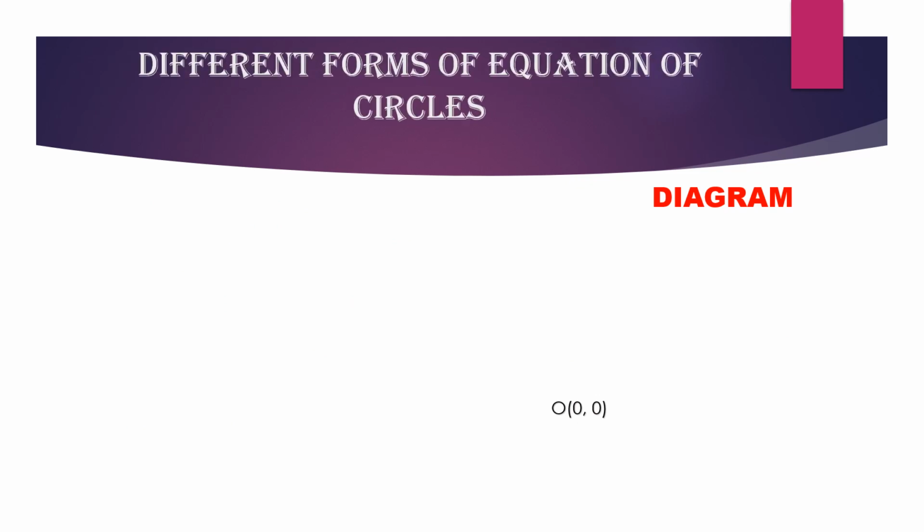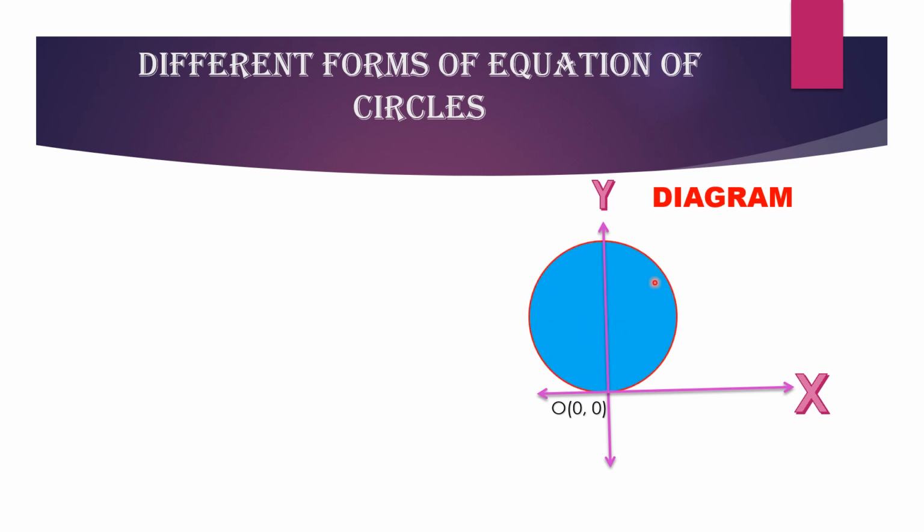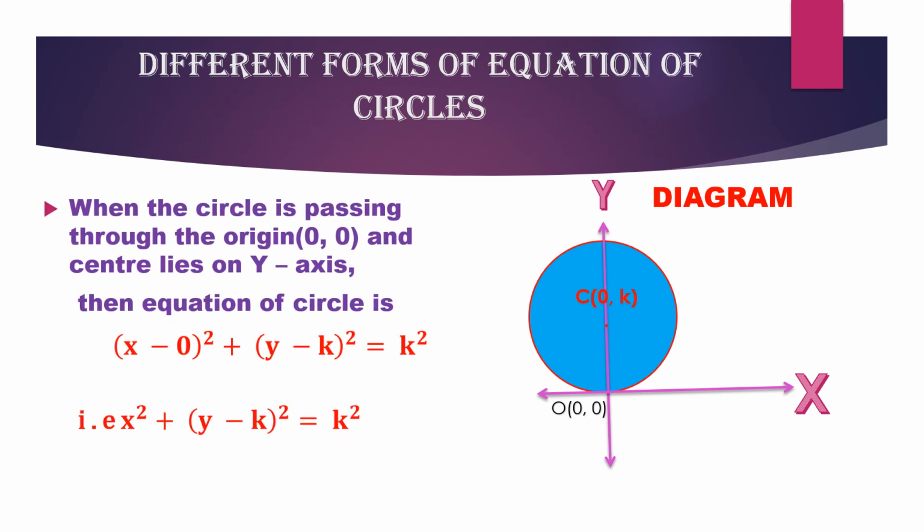The another form of equation of circle, we observe the diagram. Here the circle is passing through the origin and the center of the circle lies on the y-axis. Here the x coordinate will be 0. Then the equation of circle is (x − 0)² + (y − k)² = k².